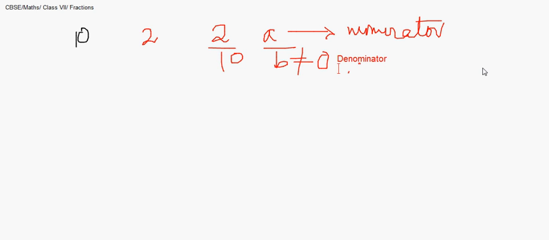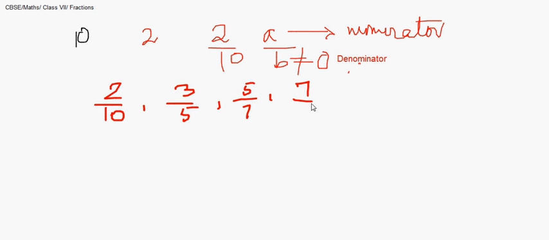Now, I'll be writing a couple of examples, like one I had written, 2 by 10, the other one might be 3 by 5, even 5 by 7 or 7 by 2. They are all expressions of fractions. Now if you see the first example, here the numerator is smaller than the denominator. 2 is smaller than 10. This is called a proper fraction.